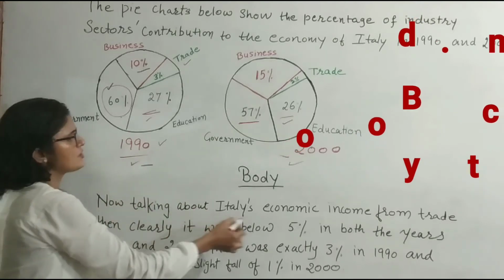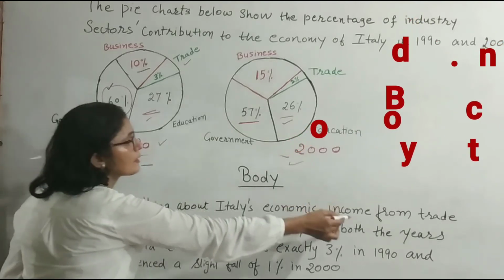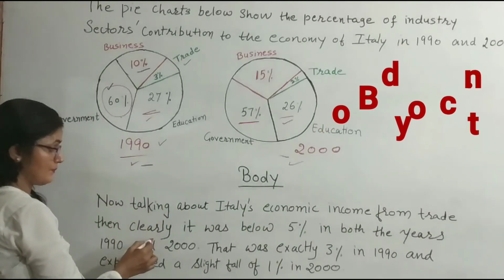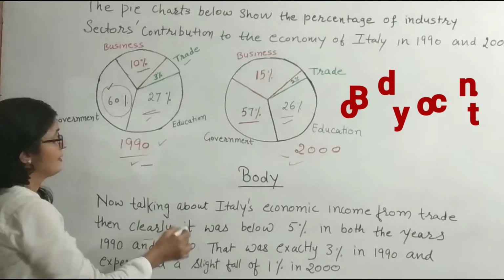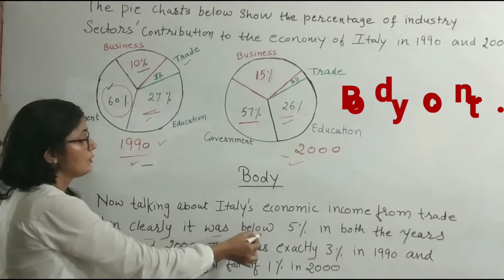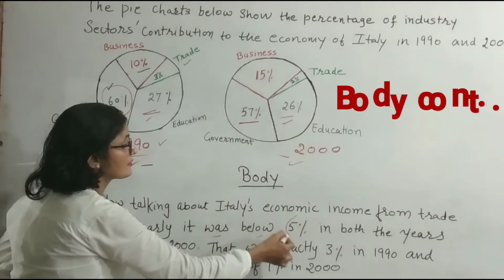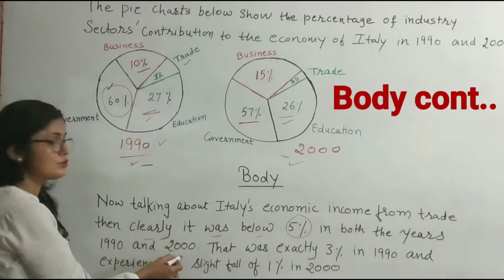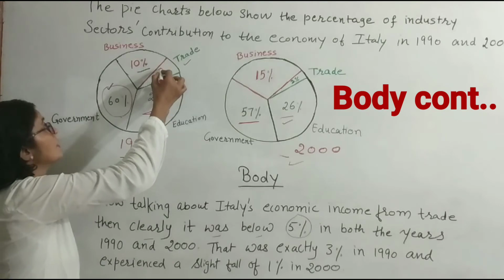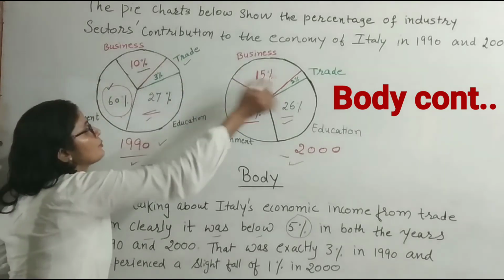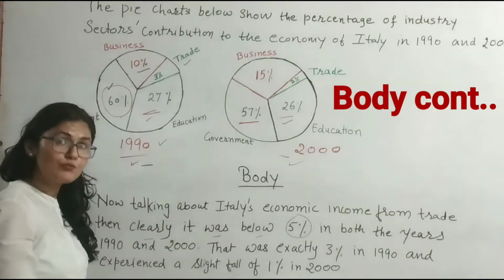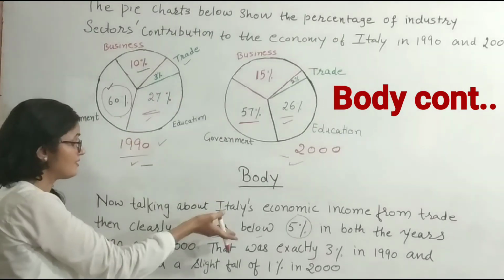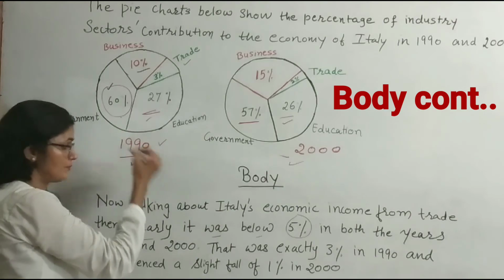Now talking about Italy's economic income from trade. Then clearly, see, this is the vocabulary. It was below 5% in both the years 1990 and 2000. See, very clear? 3%, 2% means less than 5%. So we can say that it was below 5% in both the years.